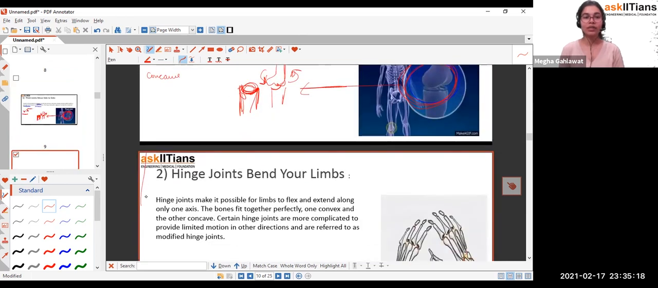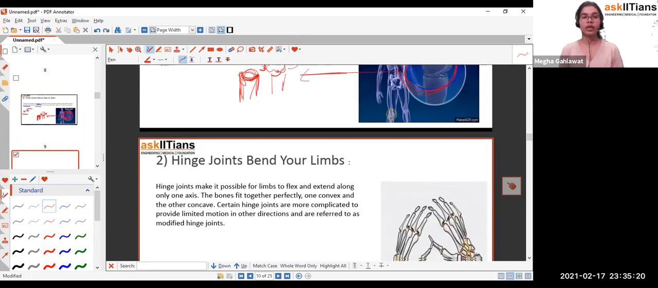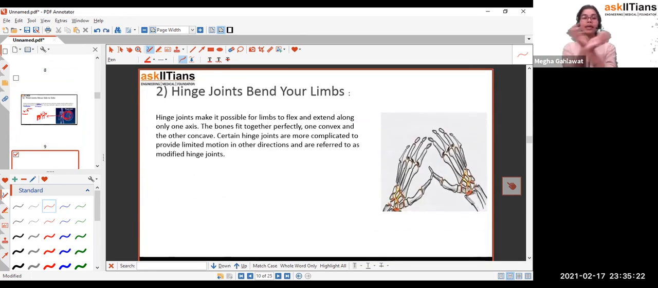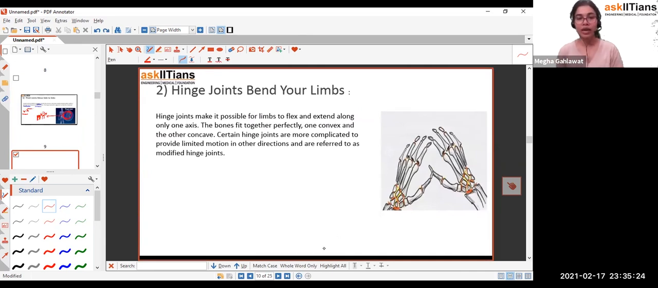Next thing we have is the hinge joint. Hinge joints help in the bending of things, right? The hinge joints permit the to and fro movement in one plane. This plane could be this, this plane could be this. These could be present between the upper and lower parts. These are present in the elbow and in the knee joint.